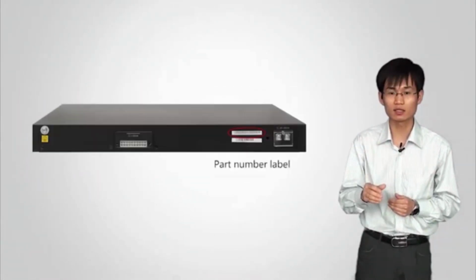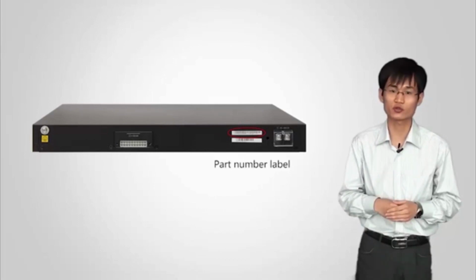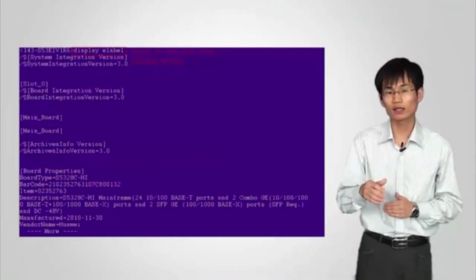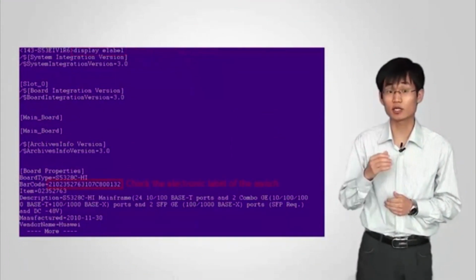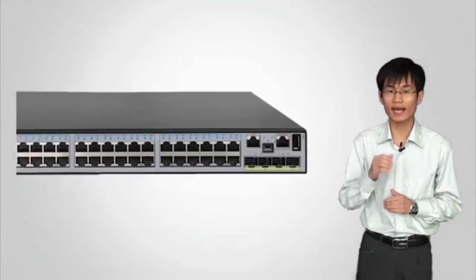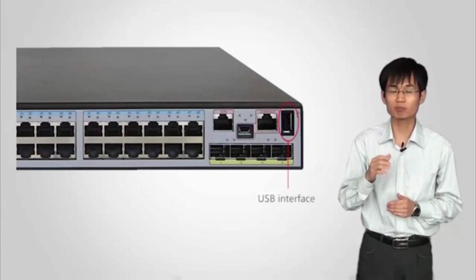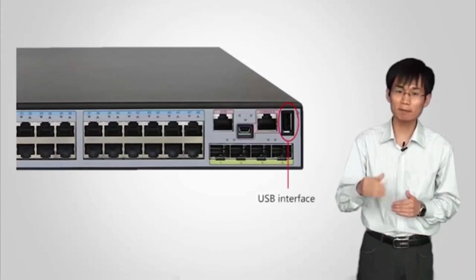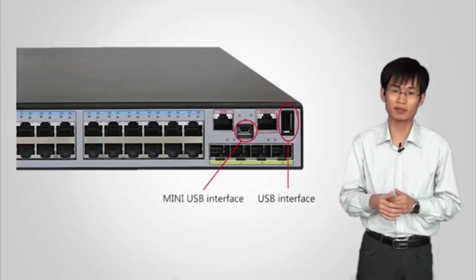You can obtain the part number of a switch by checking the label on the switch. You can also run the display elabel command to check the electronic label of the switch. Huawei Enterprise case-shaped switches support the upgrade using USB flash drives, and you can manage the device configuration through the mini USB interface. That's all the information sharing we have today.